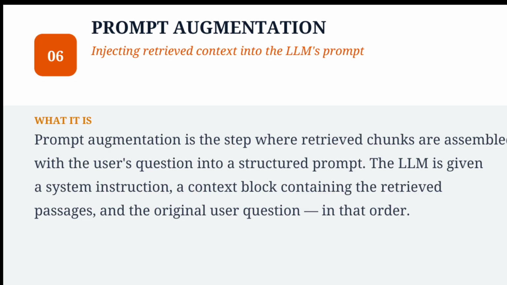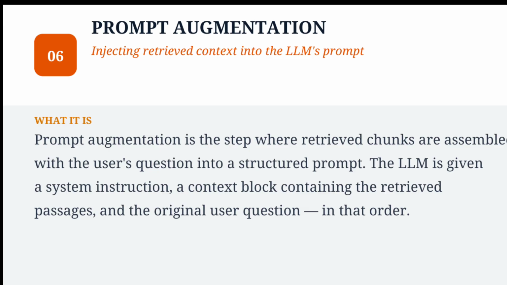System instruction first. This tells the model its role and constraints. Something like, you are a helpful assistant. Answer only based on the provided context. Then the context block, where your retrieved chunks are injected. Then the user question at the very end. Context before question is very important. Why? Because you want the model to read the facts before it sees what it needs to answer.